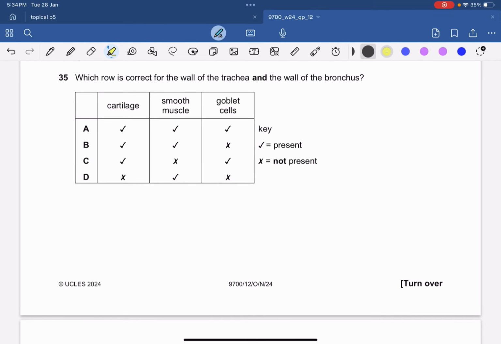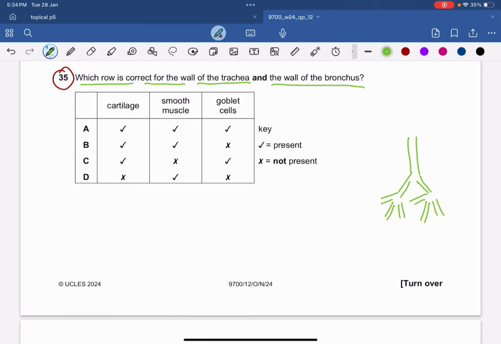Let's now move on to question number 35. Question 35 states: which row is correct for the wall of the trachea and the wall of the bronchus? First of all there comes the trachea, then there comes the bronchus, and that bronchus is divided into a lot of bronchioles. So they are asking what is common in the wall of the trachea and the wall of the bronchus. They are asking us about the common structures.